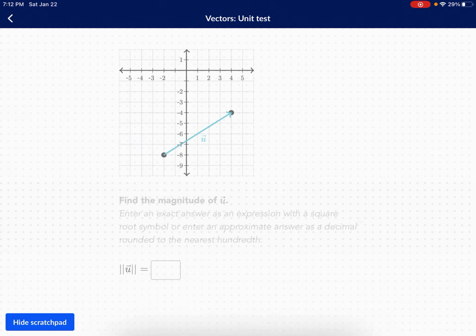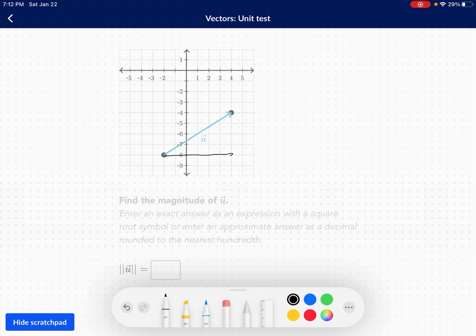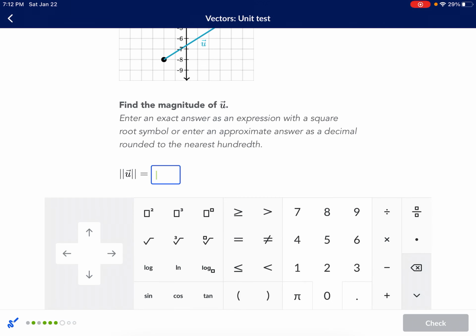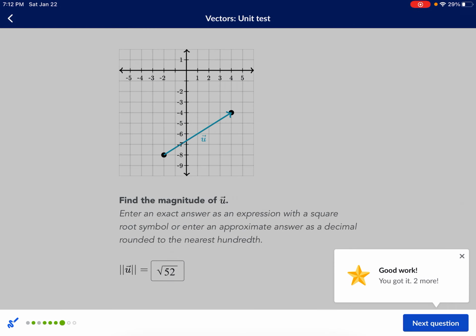Find the magnitude of, it's just Pythagorean theorem. This is 6, square that later. And 1, 2, 3, 4, and 4 squared. 36 plus 16 is root 52. Root 52 is approximately 7.21. I'll just put root 52 because it allows that.